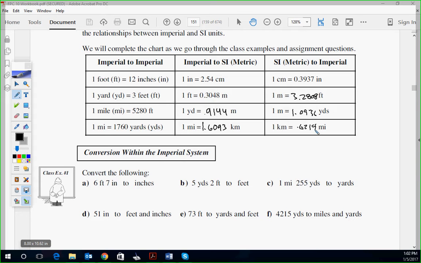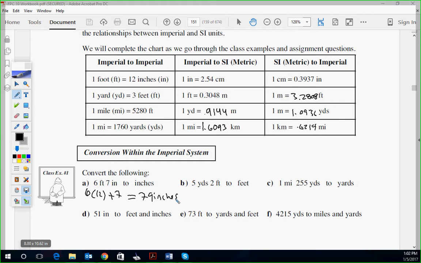Okay, we'll just do these conversions within the imperial system. 6 foot 7 inches to inches. You want the whole thing in inches, so all you have to do is change feet to inches. We know 12 inches per foot, so 6 times 12 plus 7. 6 times 12 is 72, plus 7 is 79. So 79 inches is 6 foot 7.